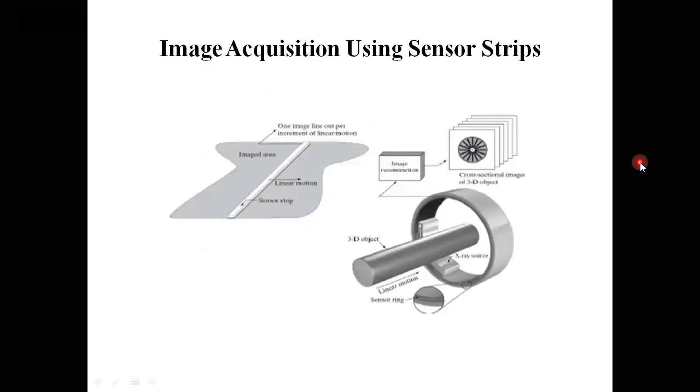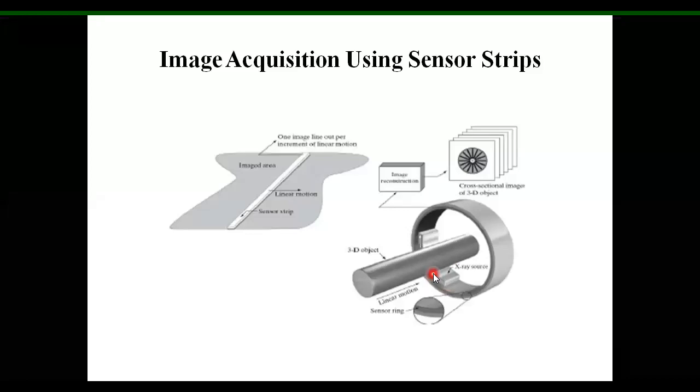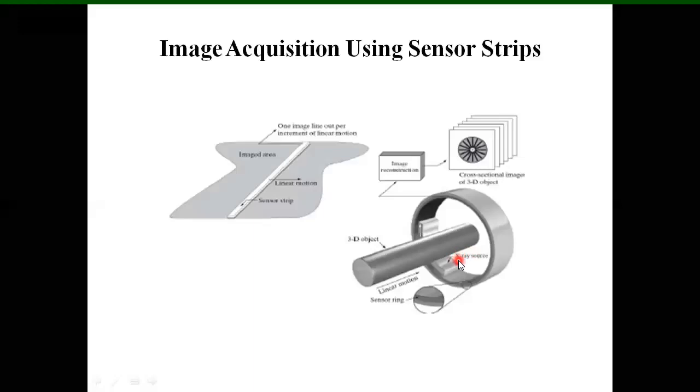Next, image acquisition using sensor strips. Here, if we observe this diagram, the strip provides image elements in one direction. Motion perpendicular to the strip provides imaging in the other direction, as shown in the figure. This is the type of arrangement used in most flatbed scanners.